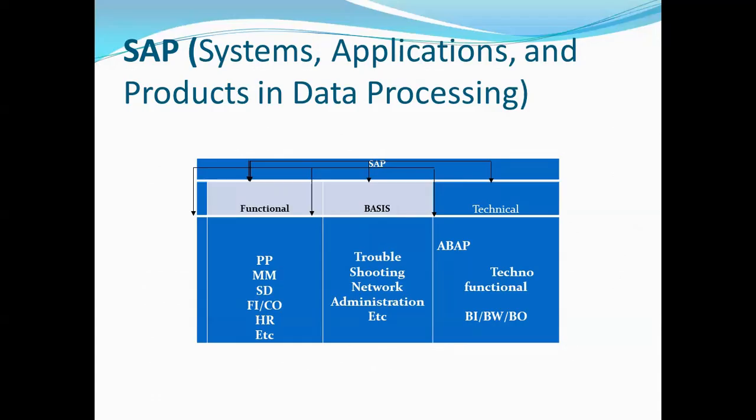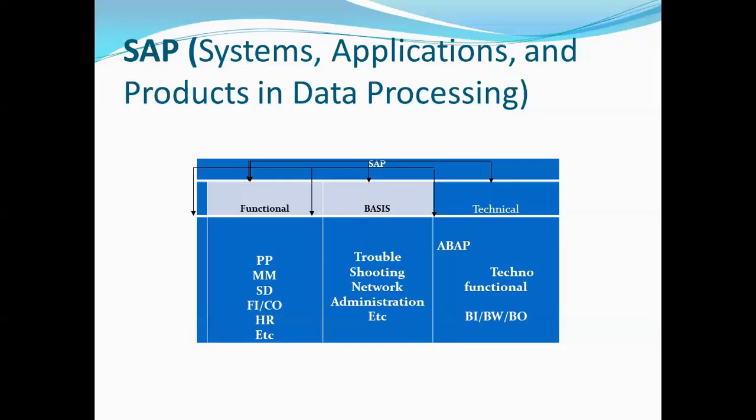One we can say is pure technical, that is ABAP. And the second one is called techno functional, that is BI, BW, BOs, and BW for HANA, you can include it. So these are the tools basically for techno functional. We are learning the techno functional here. I'm just giving a brief.